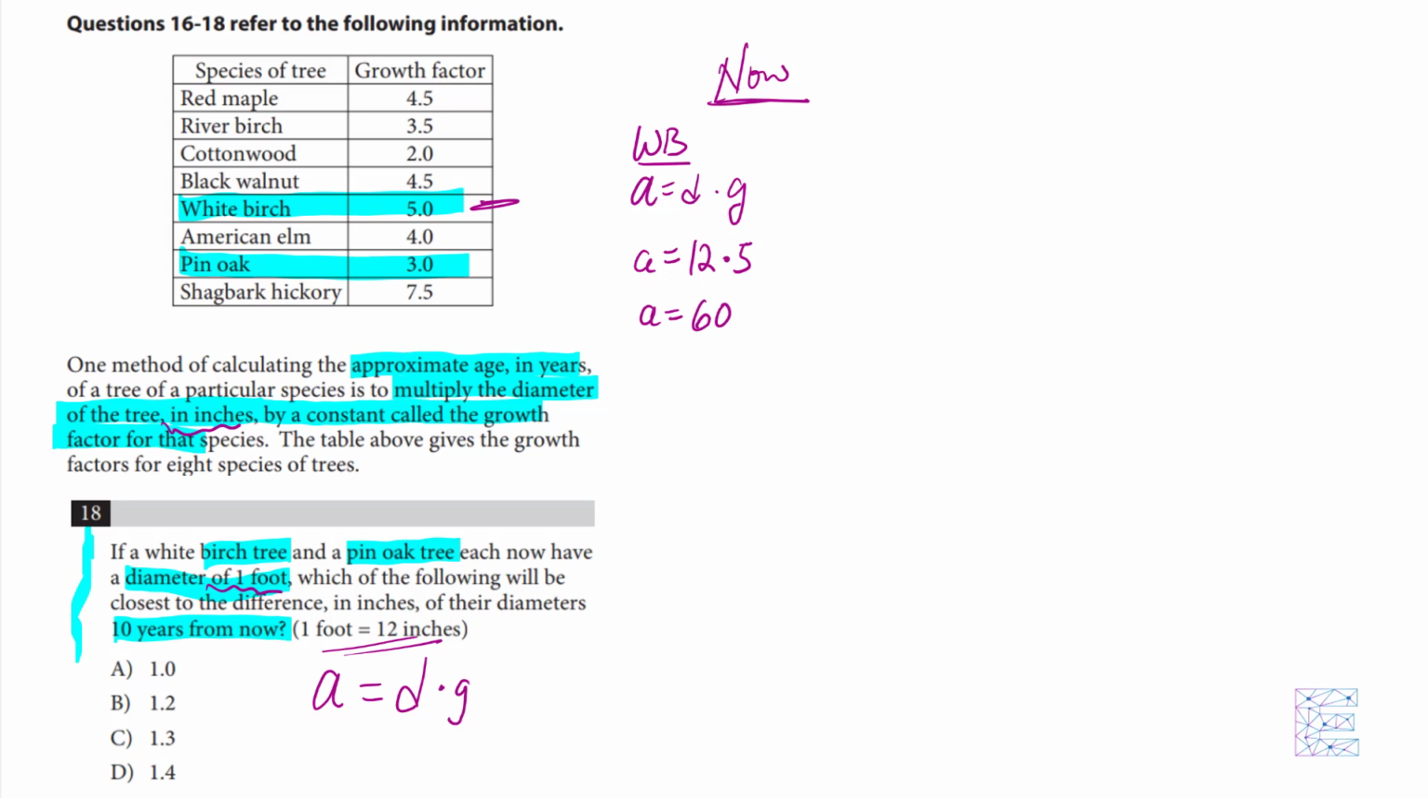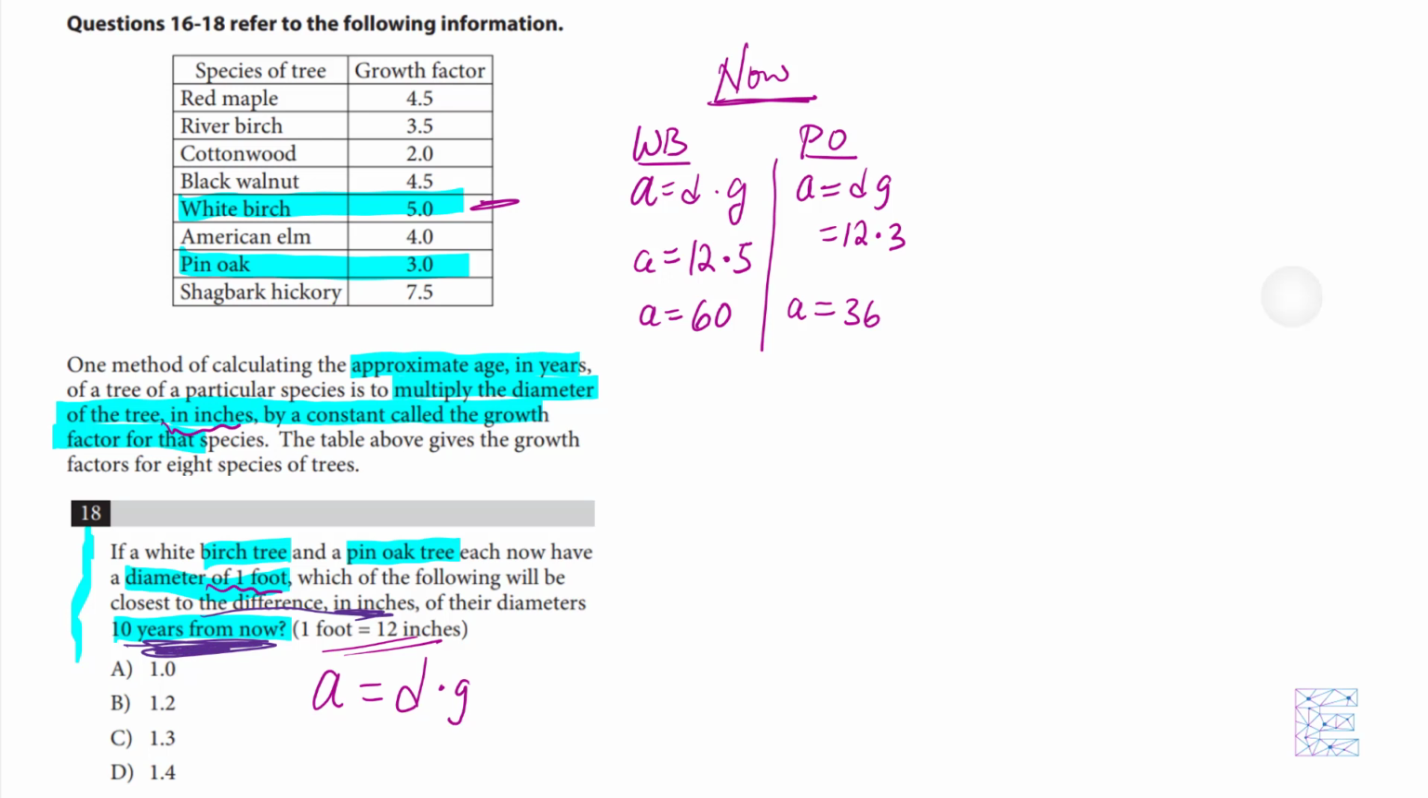Now let's do the same thing for the pin oak tree. We'll apply the same formula, A equals D times G. Once again, currently the pin oak has a diameter of 12 inches, but its growth factor is 3. So the age of the pin oak today is 36 years old. With that knowledge, we can carry on to answering the question itself, which is what is closest to the difference in their diameters in inches 10 years from now?